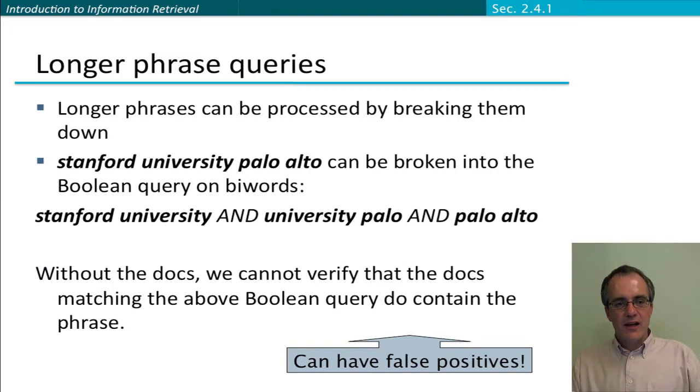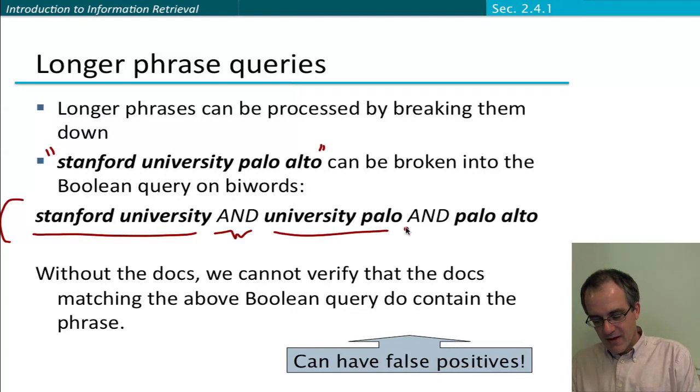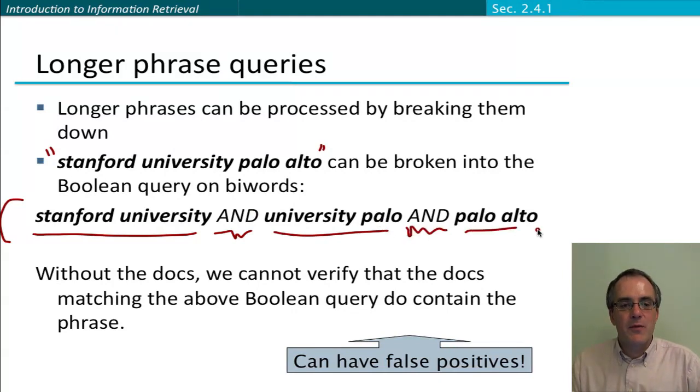If we consider more complex cases, we can even basically handle those. So we can handle longer phrase queries by breaking them down. So if our phrase query is Stanford University, Palo Alto, we can break it up into an AND query of Stanford University and University Palo and Palo Alto. And so we can use our biword index to find documents that contain all three of these bigrams.